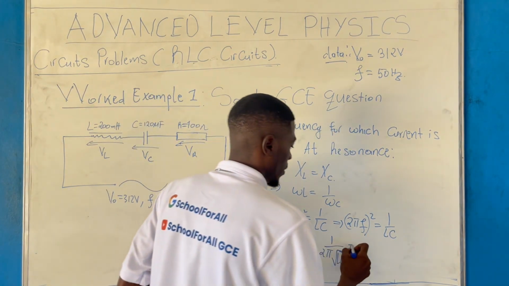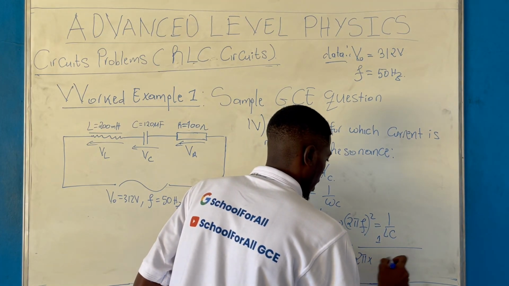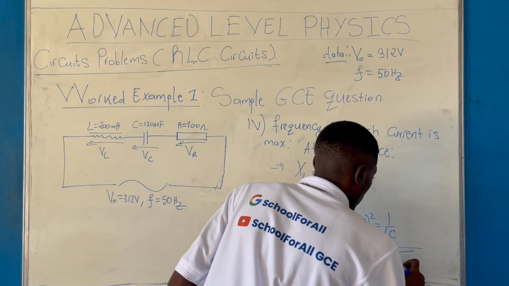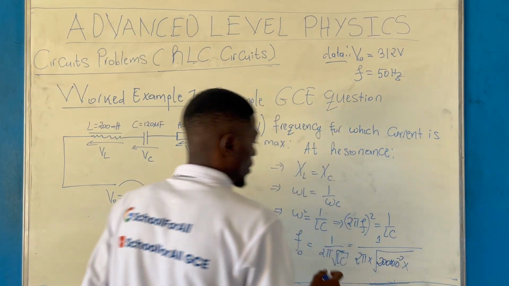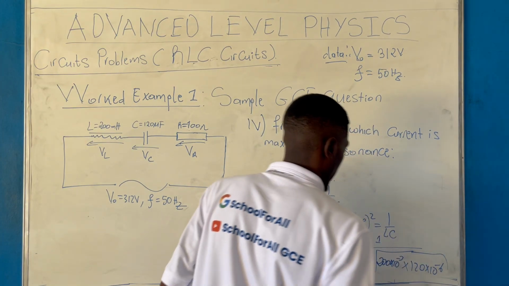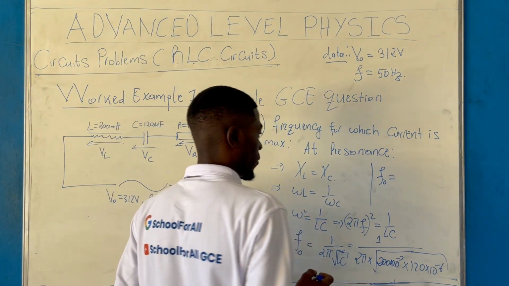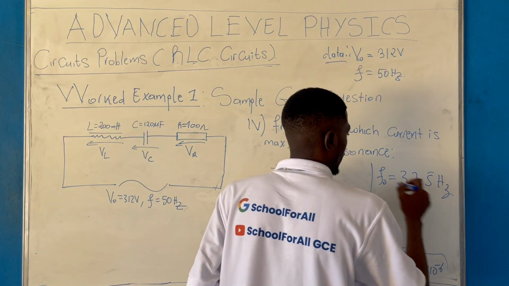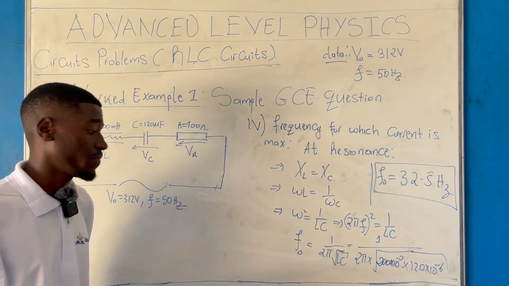Now from here, I will substitute the values. I will have 2 pi times the square root of 200 times 10 to the negative 3 henry, times C, which is 120 times 10 to the negative 6 farad. After numerical application, we find that the frequency at resonance is 82.5 Hz. So that is the frequency at resonance of our circuit.